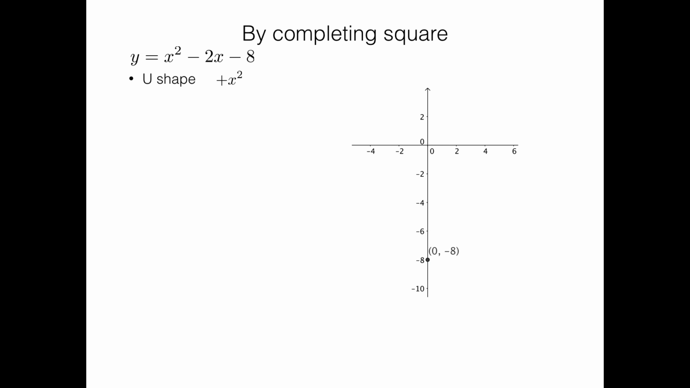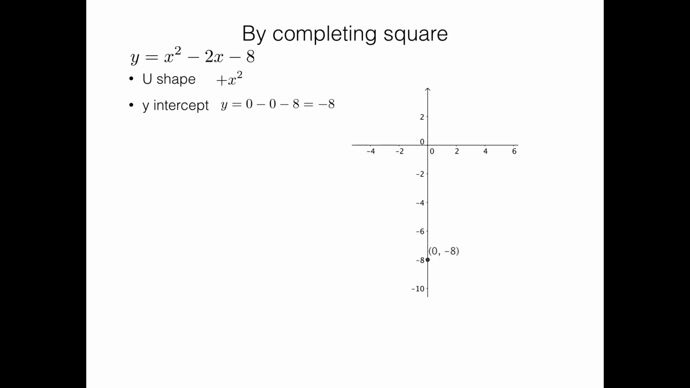Now let's sketch the same graph by completing the square. First, we need to identify it is a positive x squared graph. So it is a U-shaped graph opening upward. Next, we find the y-intercept by making x equal 0. So the y-intercept is minus 8. Now let's solve the equation by completing the square.